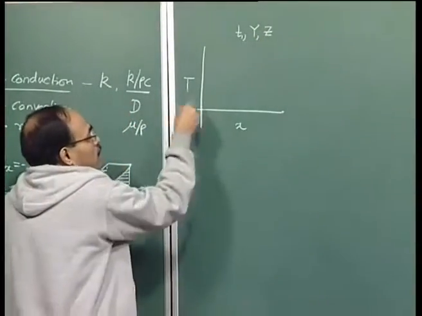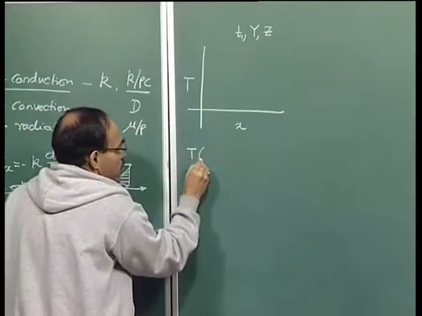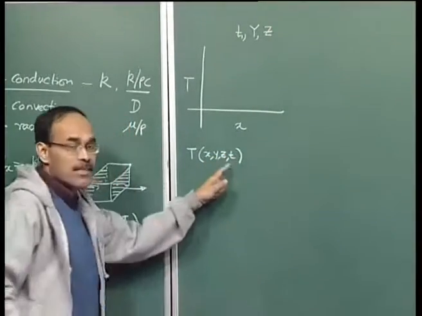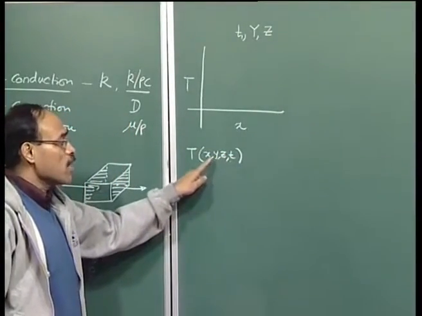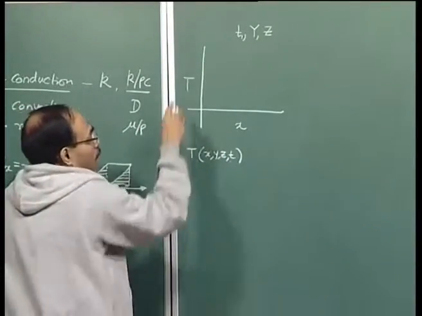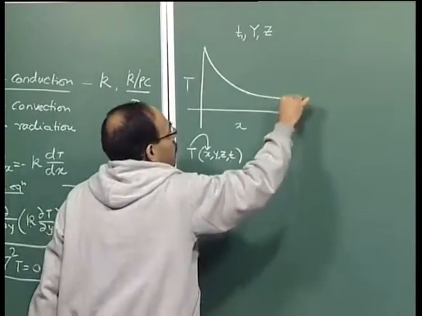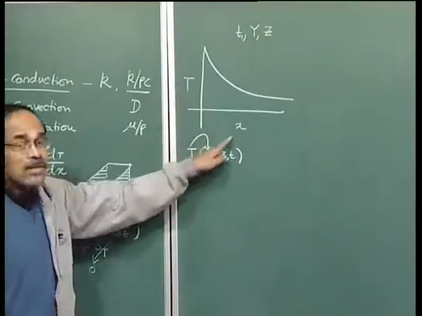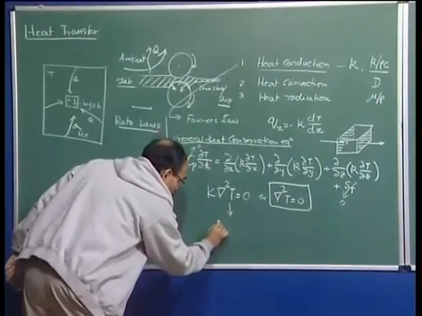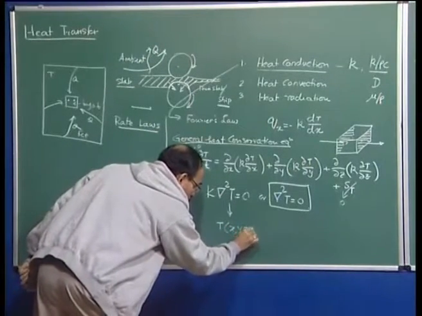So I can plot temperature T as a function of x, because temperature is a function of x, y, z and t. Now if I fix time, if I fix z, if I fix y, which I have done as indicated, then I can make a plot of T versus x, and suppose I get a plot like this. And how do I know this plot? Because I have solved this equation. So by solving this equation, I have been able to map the T field in x, y, z and t.